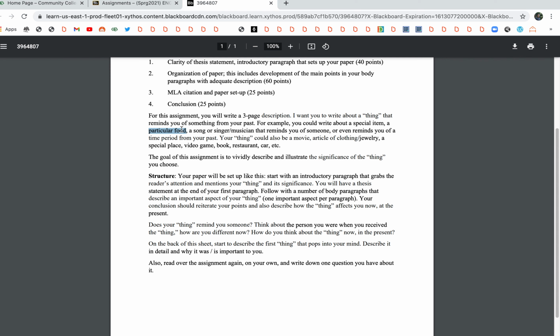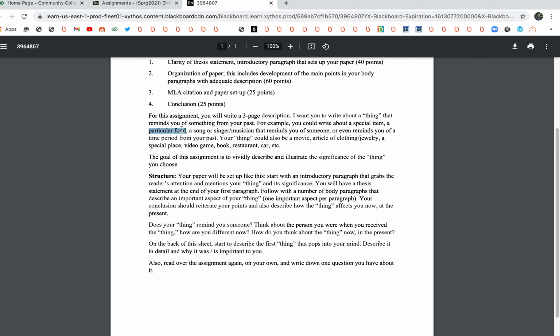I'm going to be posting a video looking at the pages from the book. This is description here we're looking at. So I want you to, whatever you choose, describe in detail. If it's a song or singer, musician, band, artist you like, describe the songs, describe their sound, describe their style.